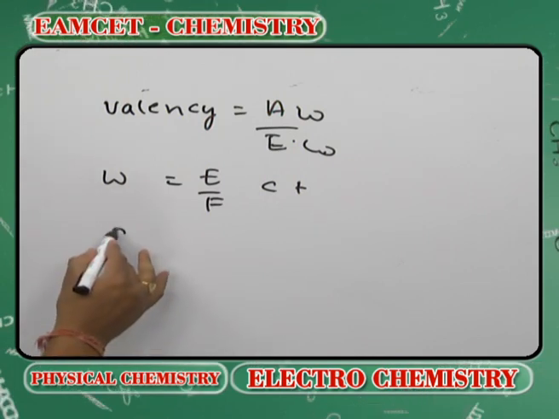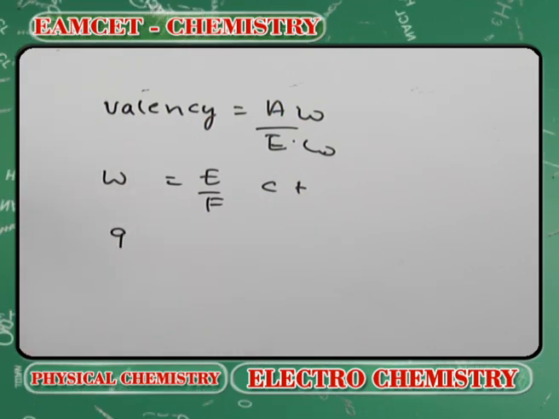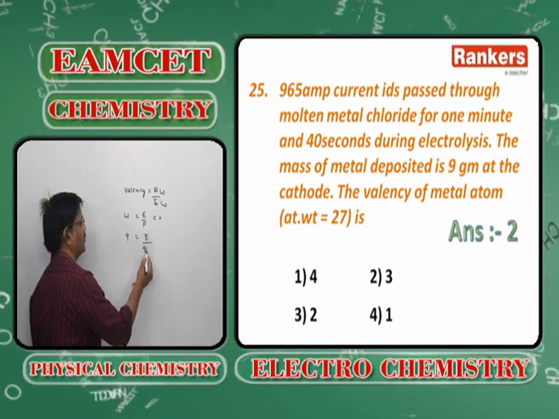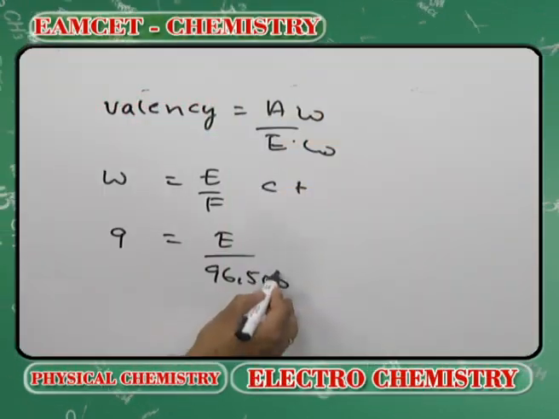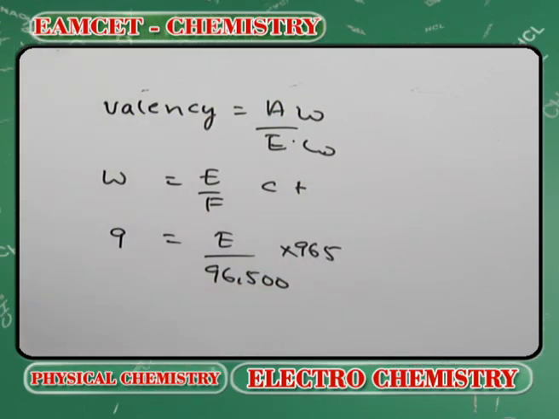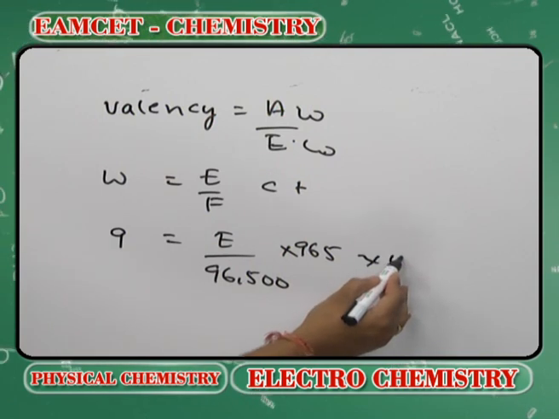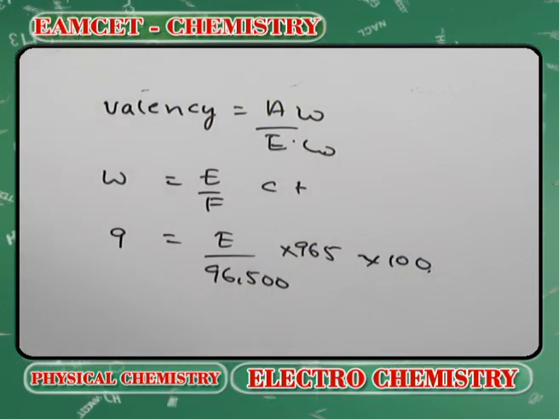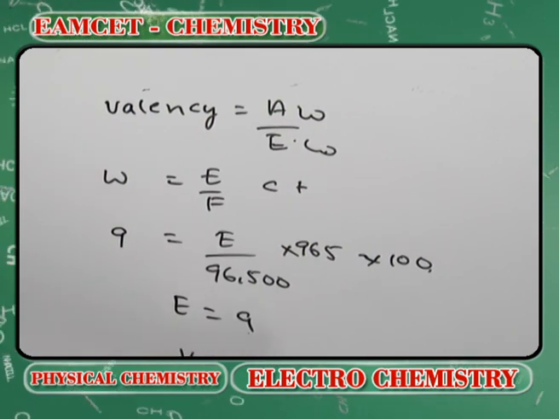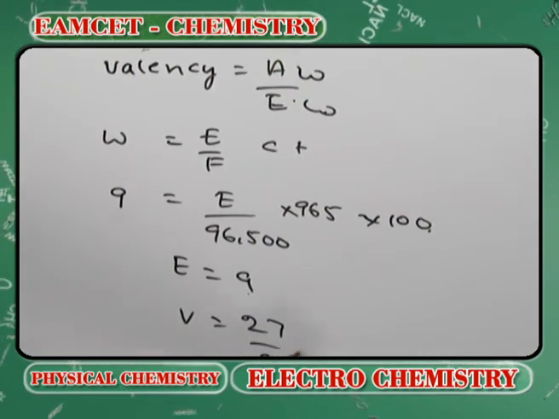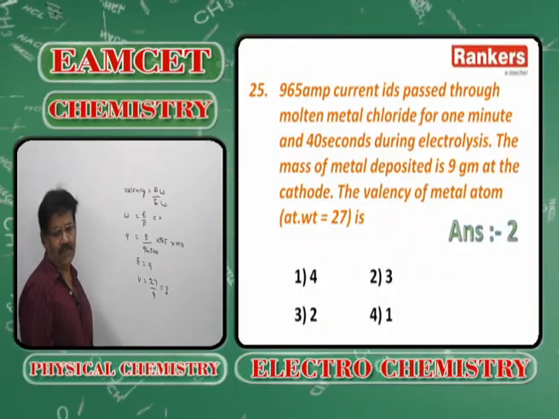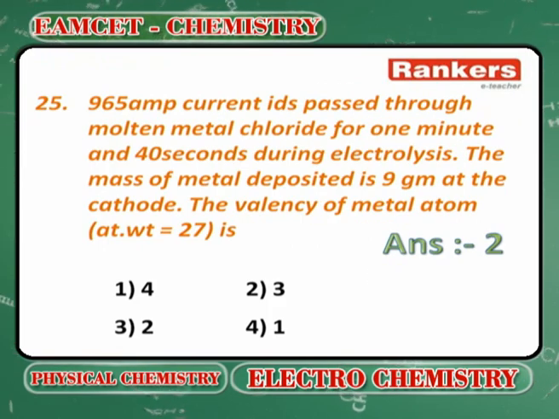What is the W value? 9. What is the equivalent weight? We have to find it. F is 96,500. And what is C? 965 amperes. What is T in seconds? 100 seconds. So E is equal to 9. Valency is equal to 27 by 9, which is 3. Option 2 is the answer.